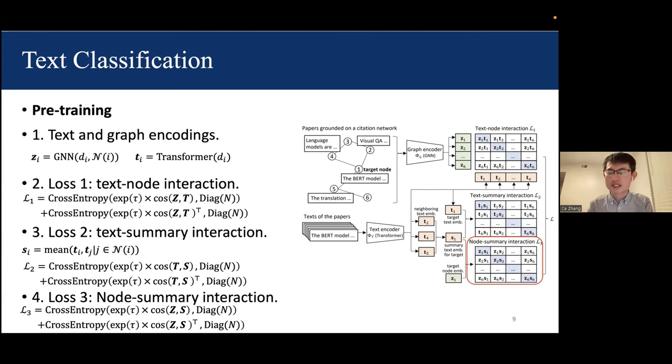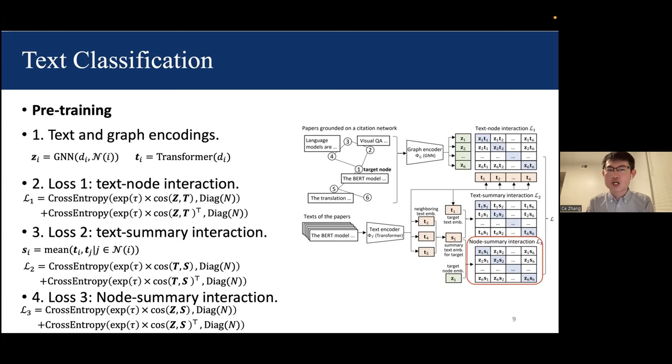Finally, the third loss function is given by the node and summary interaction. Here, for the green embedding, its output by the graph neural network is Z, and S is the summary embedding. So we also want the graph neural network embedding of the current document to have high similarity with its surrounding neighbors. So we do the same process between Z and S, and then we maximize the diagonal elements and minimize non-diagonal elements. Finally, we combine L1, L2, and L3 as our final pre-training loss function, and then we pre-train the model and optimize the parameters until convergence.